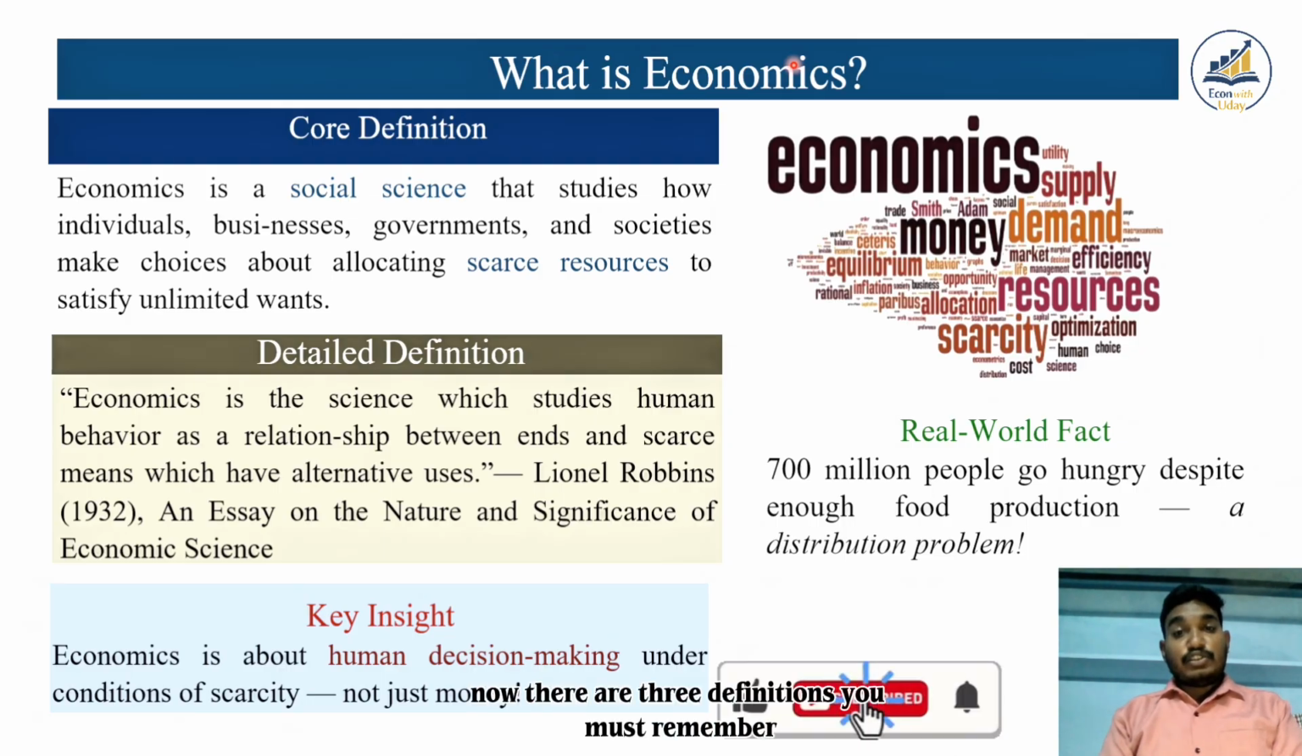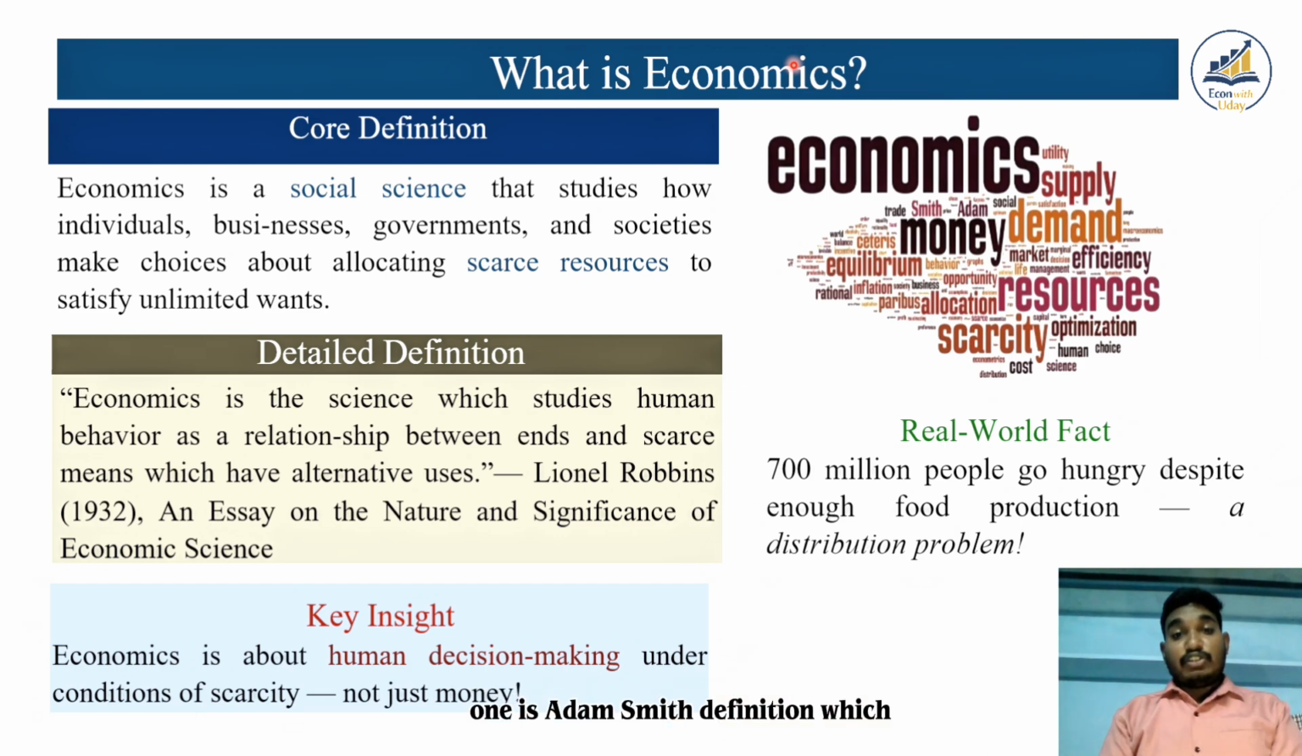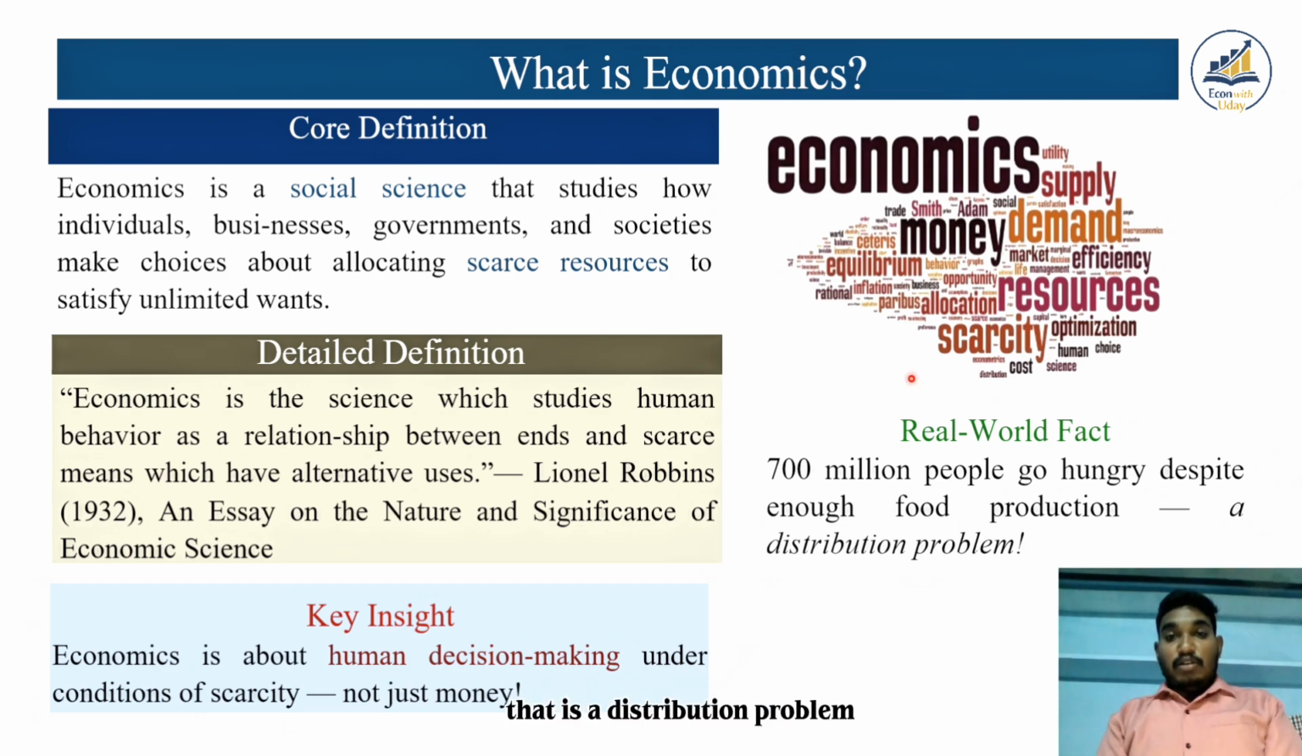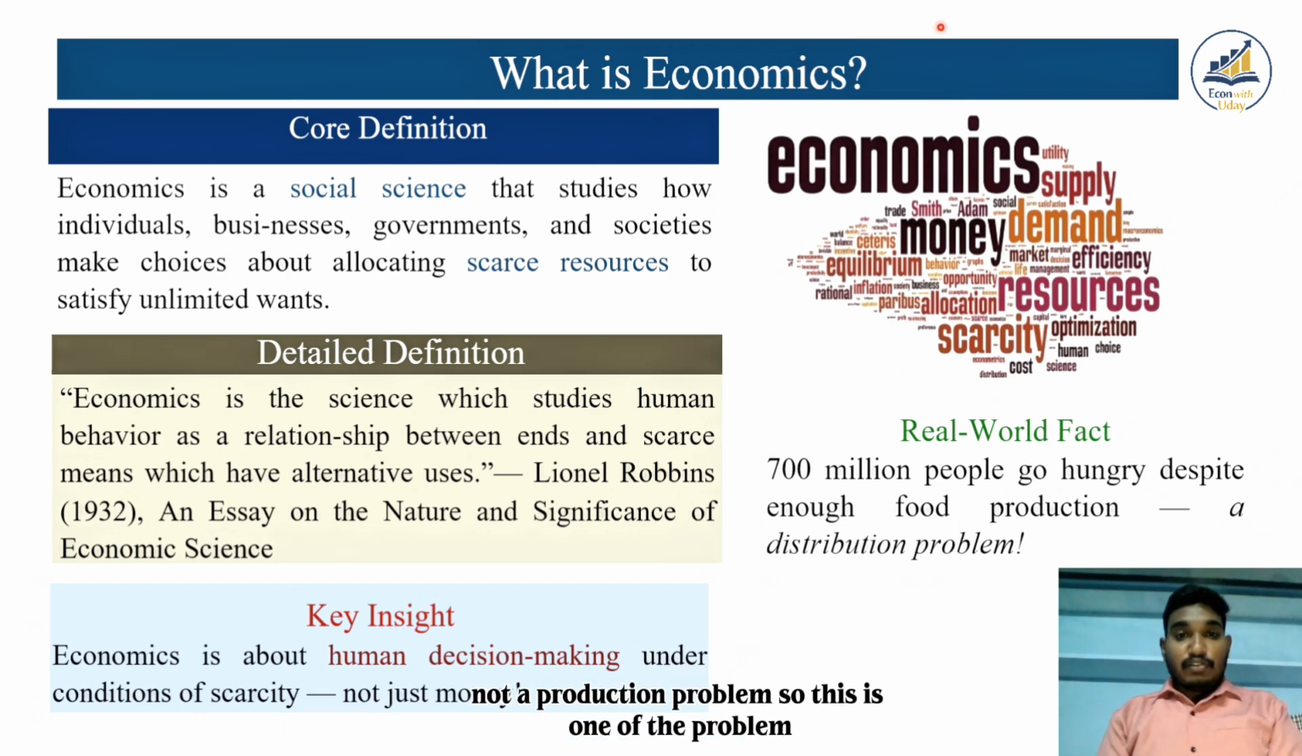Scarcity. Now there are three definitions you must remember. One is Adam Smith's definition, which says economics studies how nations create wealth. Another is Alfred Marshall's definition, which is about welfare: economics studies material welfare. And the third is Lionel Robbins' definition, which is about scarcity: economics studies human behavior with scarce means. So here you can see that 700 million people go hungry despite enough food. That is a distribution problem, not a production problem. So this is one of the problems.